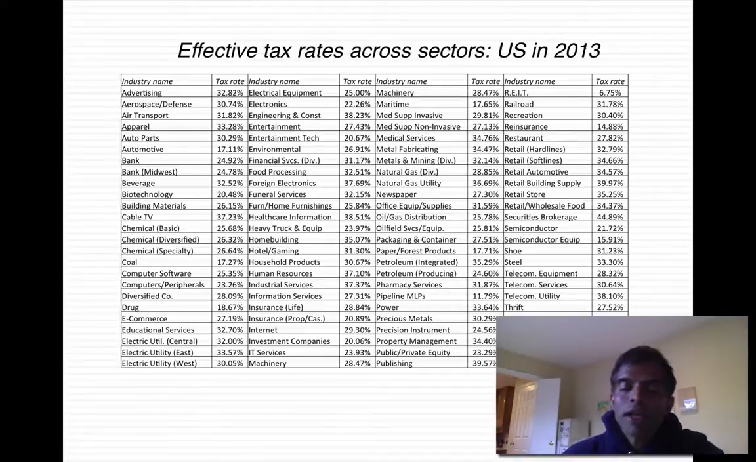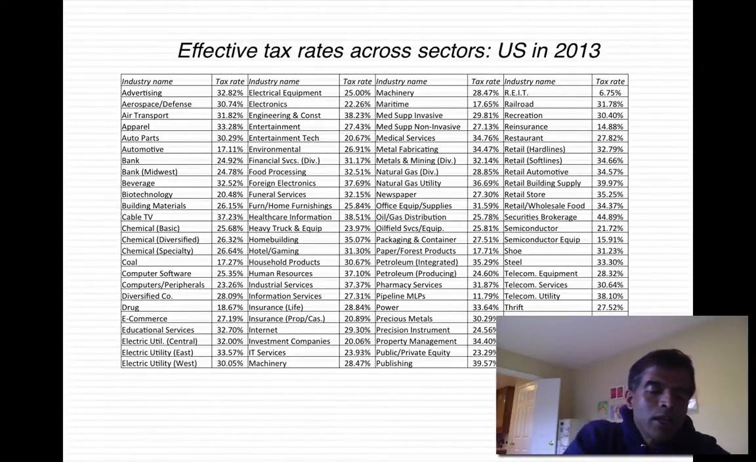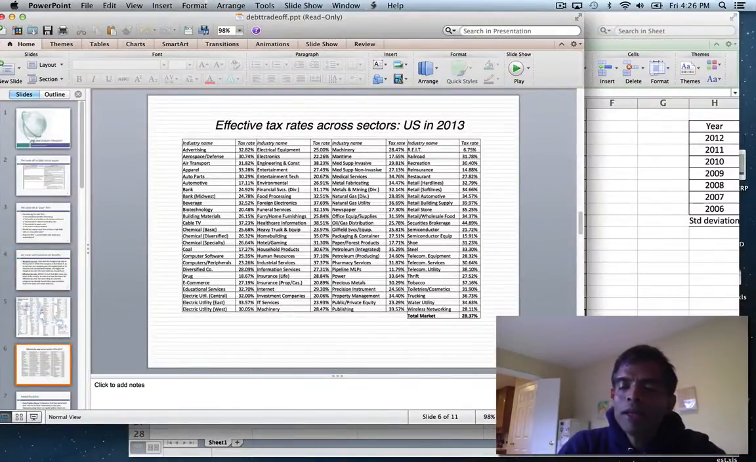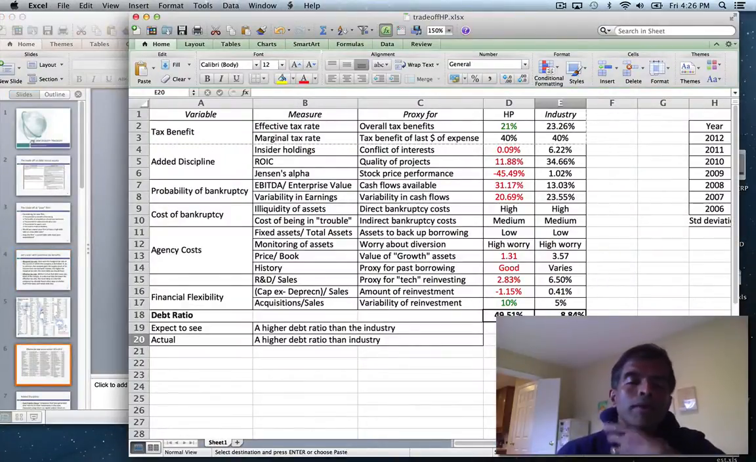Utilities pay much higher tax rates. It's much more difficult for those companies to move their income around and shelter themselves than other companies. So you can see that the tax rates vary across sectors. Now let me return again to the HP example now that we have a little bit of perspective.